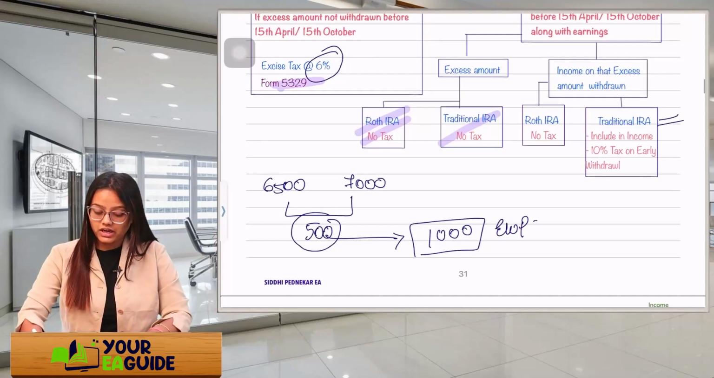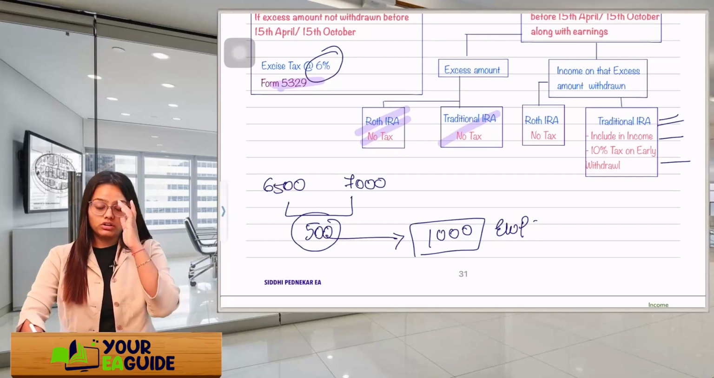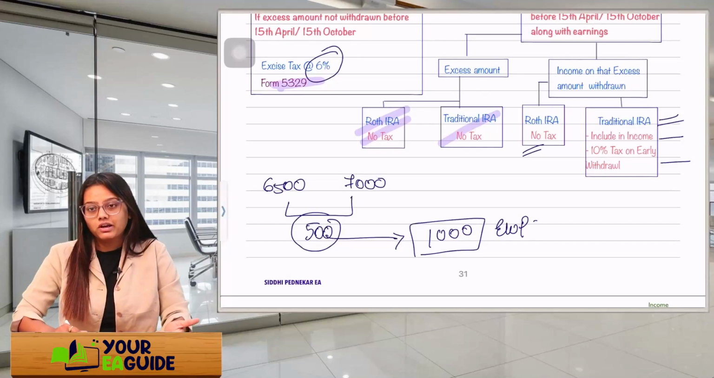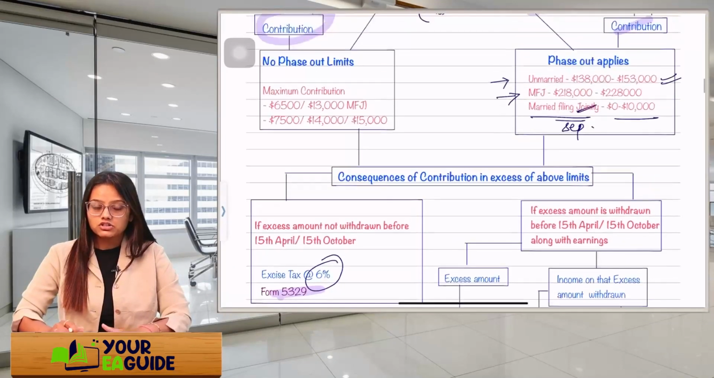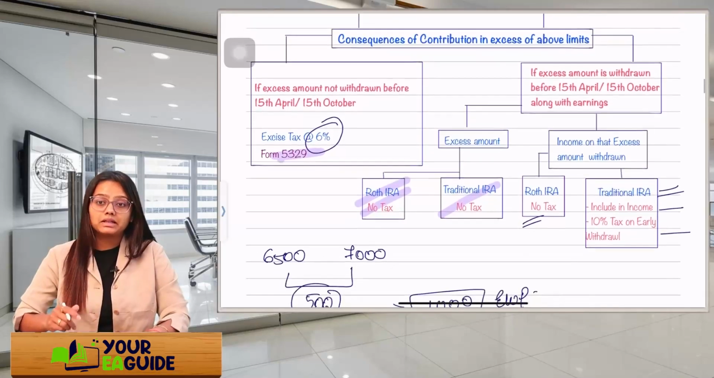If it's a traditional IRA, you will include it in income, plus the 10% early withdrawal penalty will apply. Same way for the Roth, there won't be any tax because the Roth contributions were non-deductible anyway. So when you take a distribution, it will be non-taxable. Got it, guys? So this whole situation is about making the contribution.